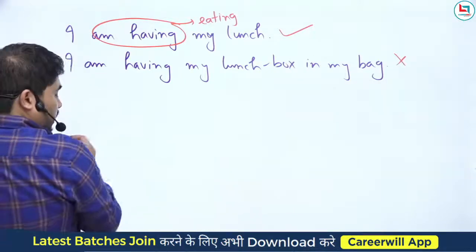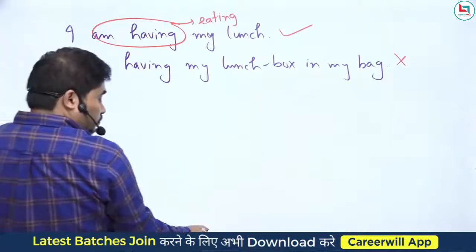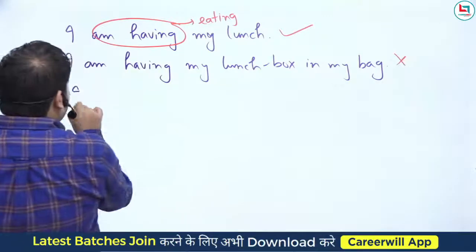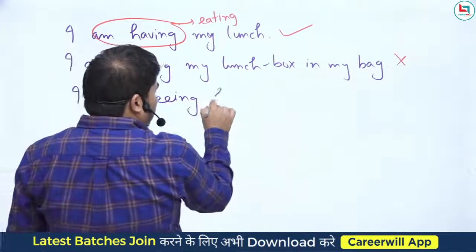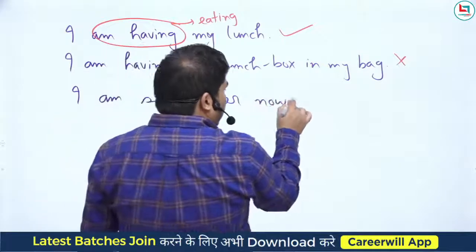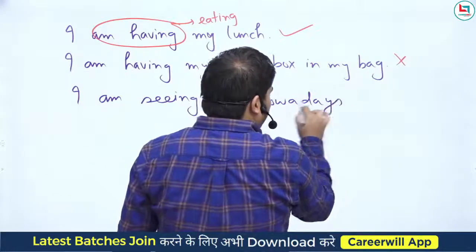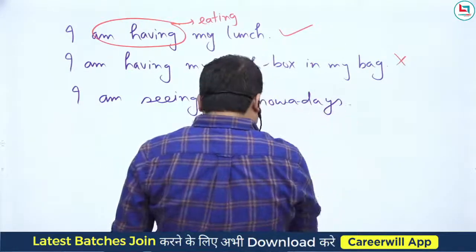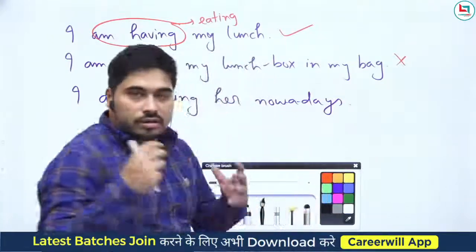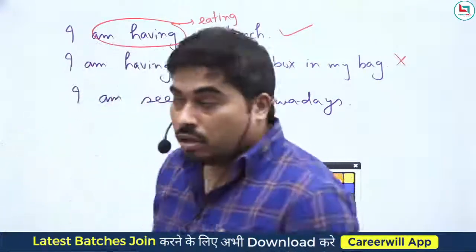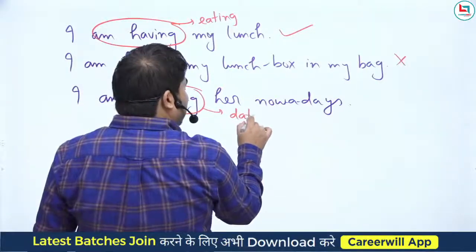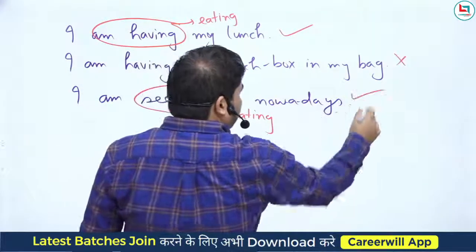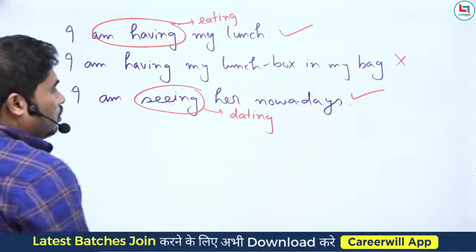Like see. So if you're saying something like, I'm seeing her nowadays. I'm seeing her nowadays. Now this is absolutely fine. There is no problem in that. Because here seeing does not mean that, आप सामने उसको literally देख रहे हो. यहाँ पे मतलब हो गया मीटिंग से या डेटिंग से मतलब हो गया. तो ये बिल्कुल ठीक है यहाँ पे. There is no problem. There is no problem at all.